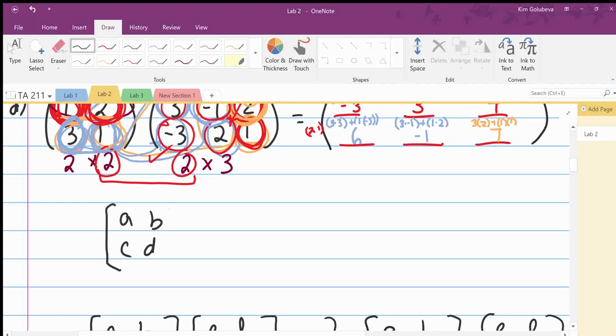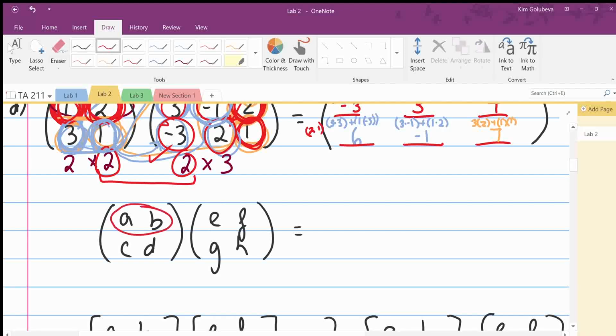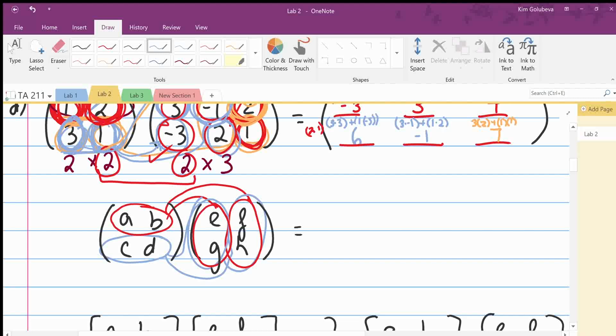We'll say A, B, C, D here. I should use consistent bracketing. We have A, B, C, D, and we have E, F, G, H. So what we're doing is we're taking this row here and multiplying it by this column, and then taking this row and multiplying it by this column. And similarly for the second one, we're taking this row and multiplying it by this column, and then this row and multiplying it by that column. So we're taking the rows of the matrix and multiplying them by all the columns of the second matrix.